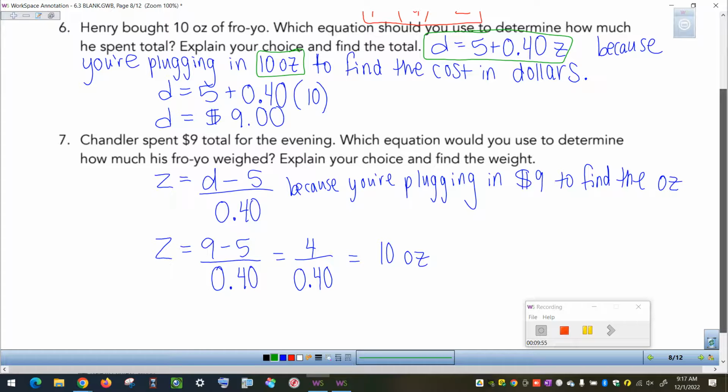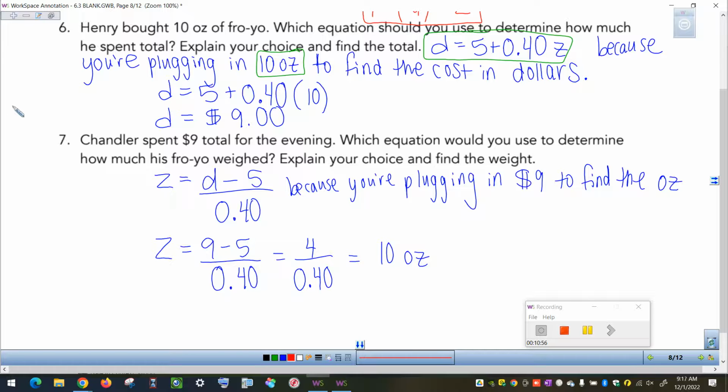So notice that we plugged in that $9 for D, we're working backwards, and not too surprising, we end up with 10 ounces, which was connected to what we did up here in Henry's problem. So remember, Henry bought 10 ounces, he spent $9. Well, if Chandler brought $9, he could buy 10 ounces. So we're going forward, and then we're going backwards, and we're getting right back to the same number that we started with.